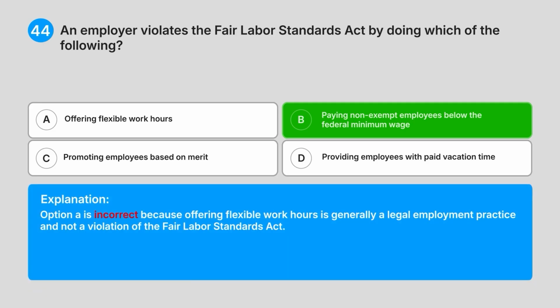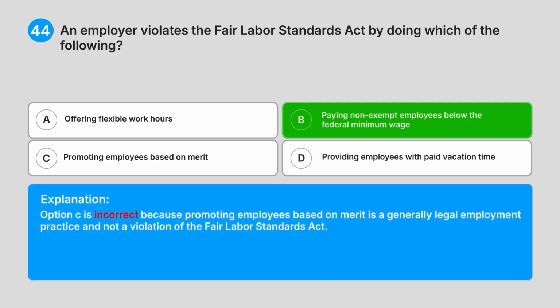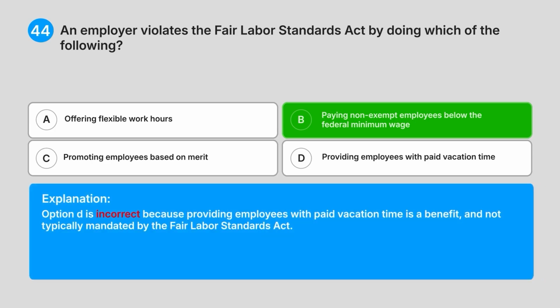Option A is incorrect because offering flexible work hours is generally a legal employment practice and not a violation of the Fair Labour Standards Act. Option C is incorrect because promoting employees based on merit is a generally legal employment practice and not a violation of the Fair Labour Standards Act. Option D is incorrect because providing employees with paid vacation time is a benefit and not typically mandated by the Fair Labour Standards Act.